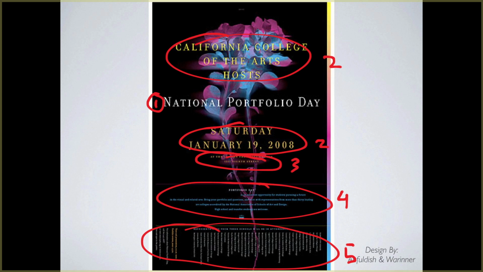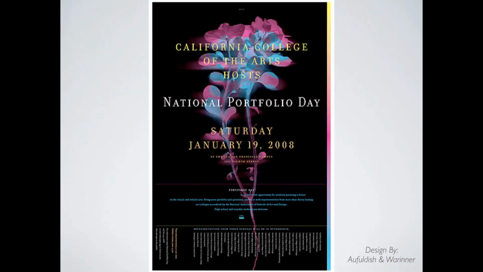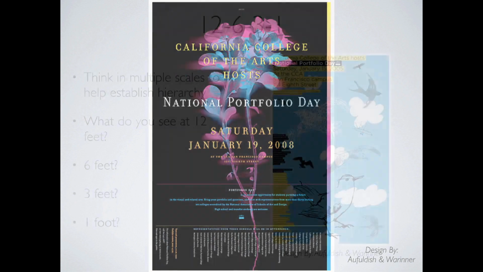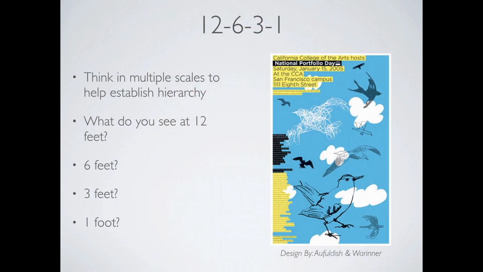So we're clearly establishing what is most important, what is next most important, and we have that hierarchy in a poster. All the posters that I've showed you so far have this hierarchy in it. We could go back and do the same analysis. 12, 6, 3, 1. I think this is a good way of thinking about your designs. And it works for graphic designs, it works for posters, but it also works for presentation boards.